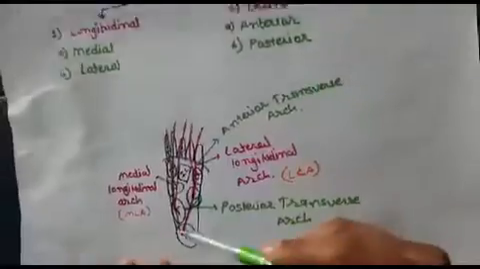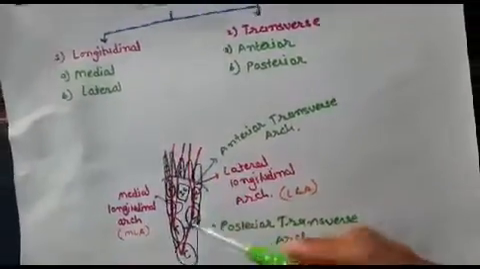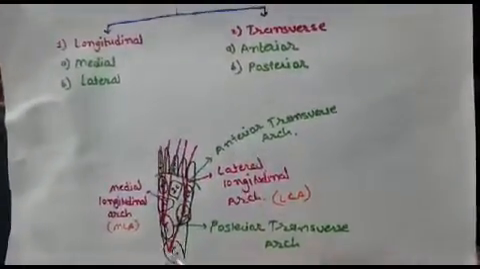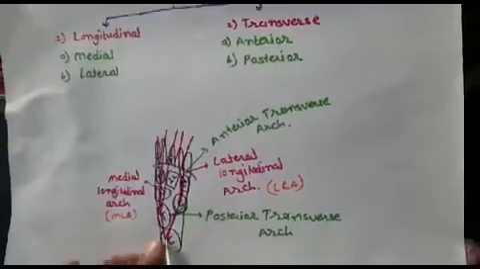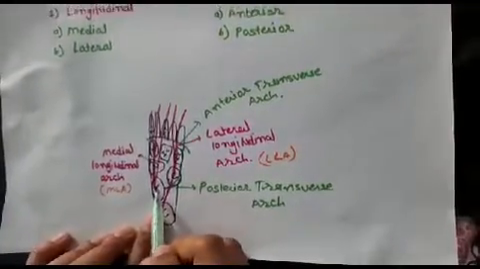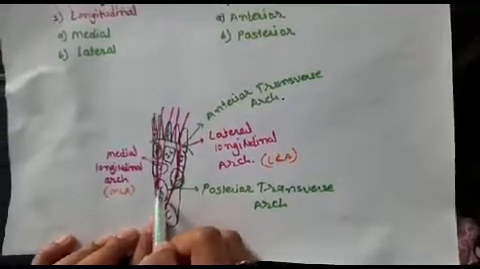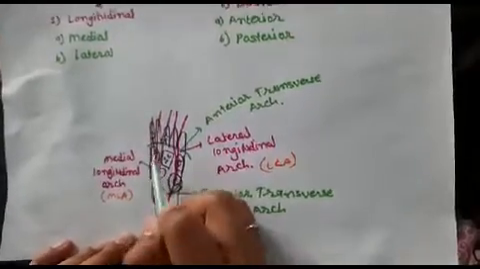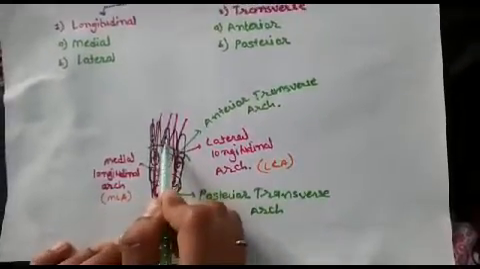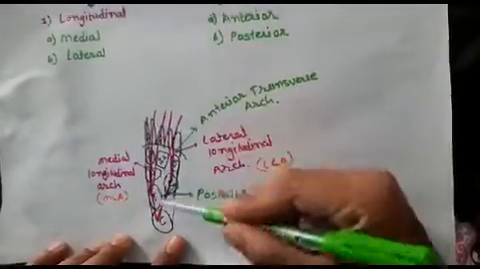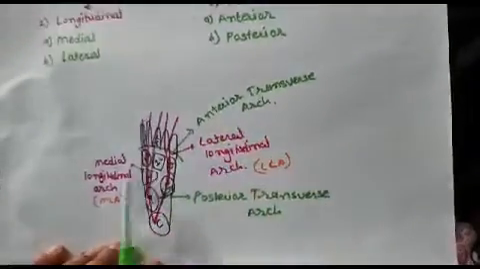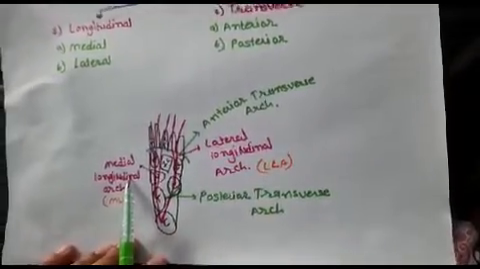Looking at the first classification, longitudinal, the medial longitudinal arch. If you draw as I have drawn, from the calcaneum it passes along the medial side, on the talus, then the navicular bone, and it passes to the first three metatarsal heads. You can see I am tracing it down. So this is your medial longitudinal arch.